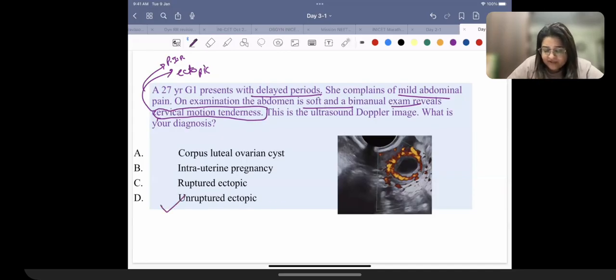This is the ring of fire appearance. This is an unruptured ectopic. Why is it not a corpus luteal cyst here? Because there is cervical motion tenderness. This is one clue. And secondly, she has delayed periods, which means she is likely to be pregnant. This is the other clue. Although you can see a corpus luteal cyst in pregnancy also. So the better clue here is cervical motion tenderness.